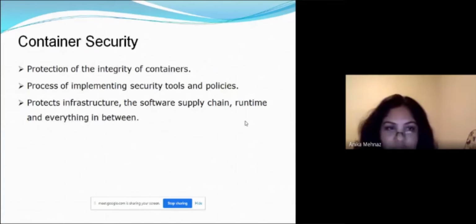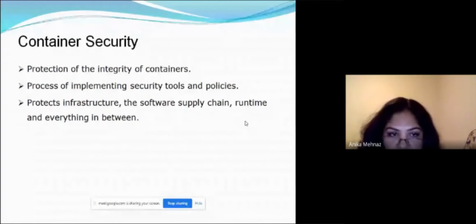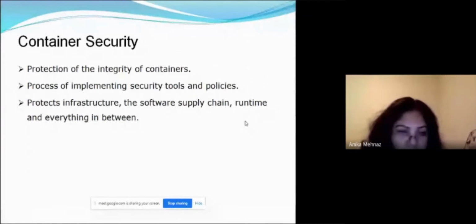So what is container security? Container security is the protection of the integrity of containers. It's a process of implementing security tools and policies, and it protects infrastructure, the software supply chain, runtime, and everything in between.